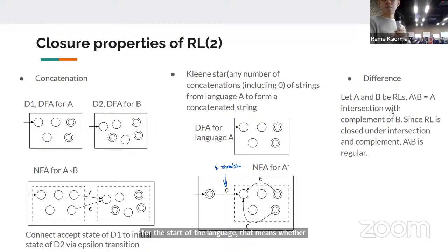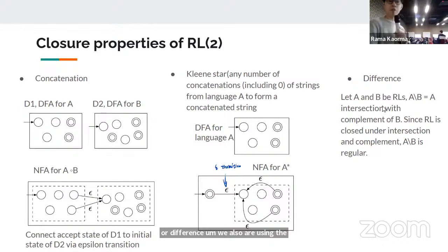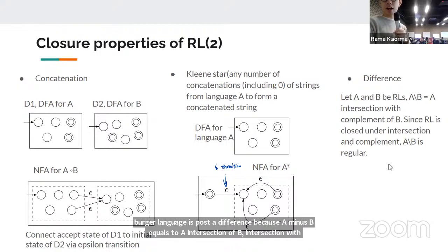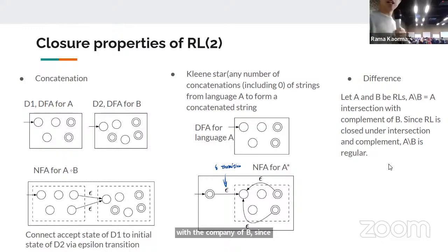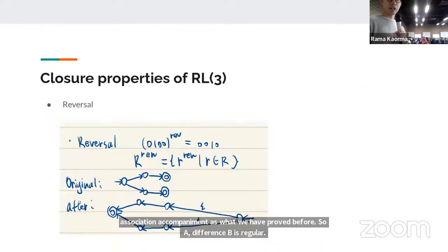Okay, difference. We also use the previous closure properties of regular language. To prove that regular language is closed under difference: A minus B equals A intersection with the complement of B, since regular language is closed under intersection and complement, as we have proved before. So A difference B is regular. All right, reversal. I think this one we didn't cover in the lecture, so it's all good.